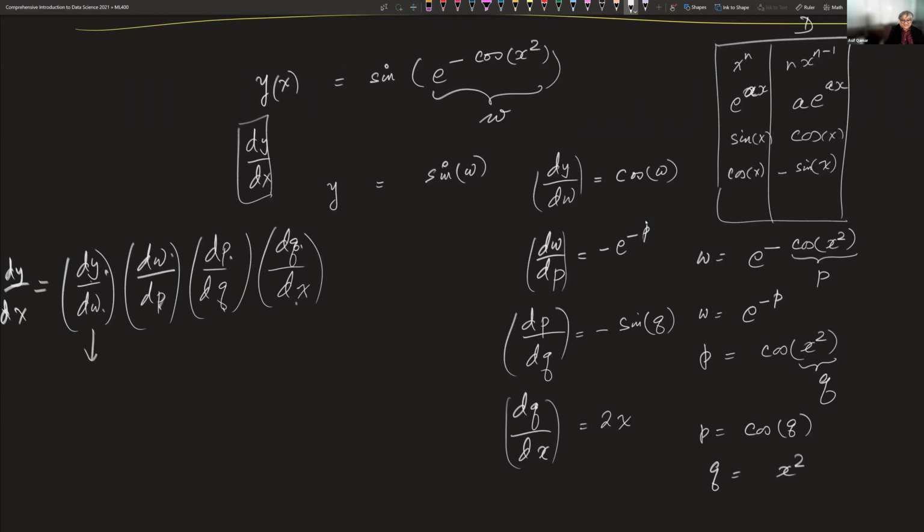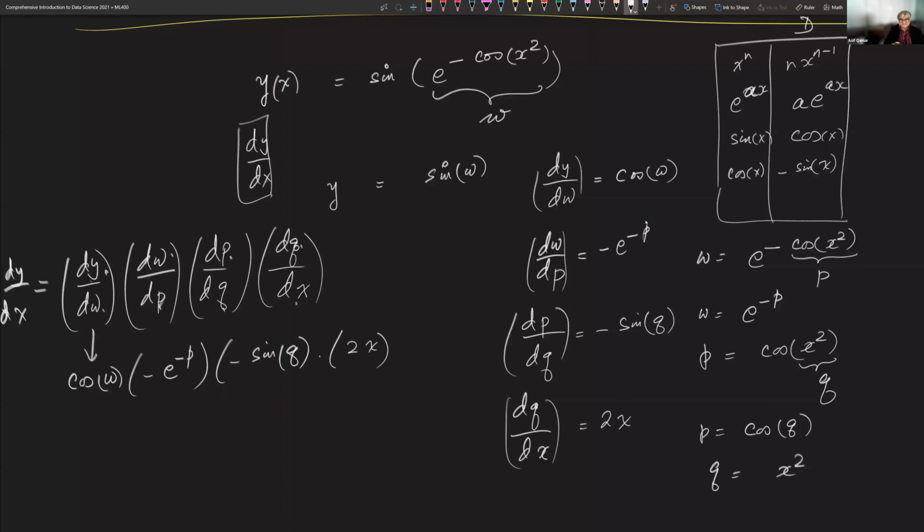And we can start plugging in values now. We can say cosine w, and minus e to the minus p, right? And times minus sine q times 2x.